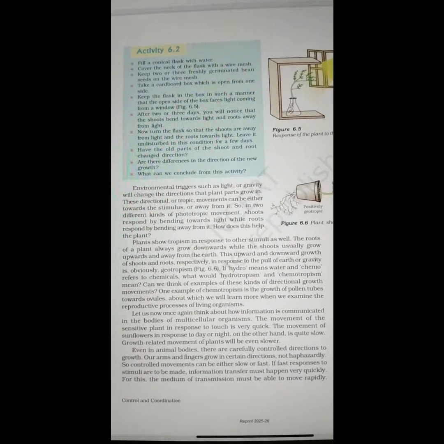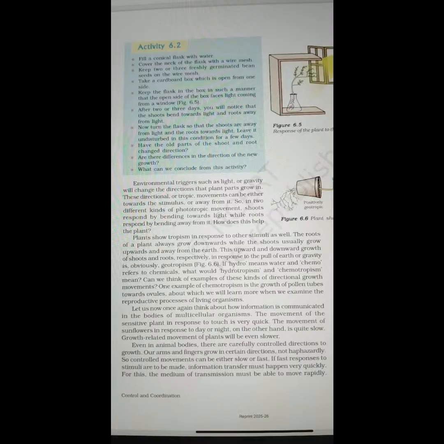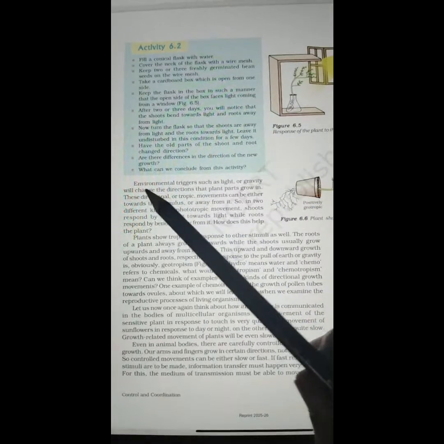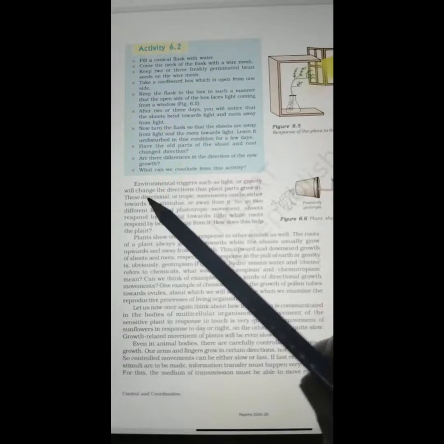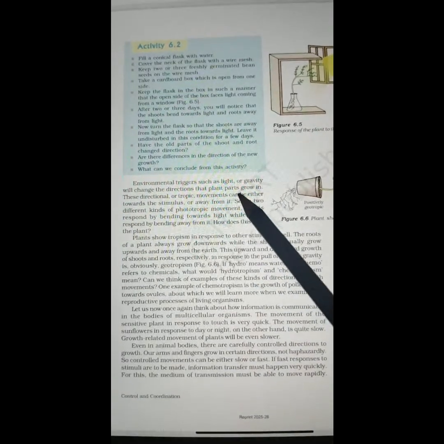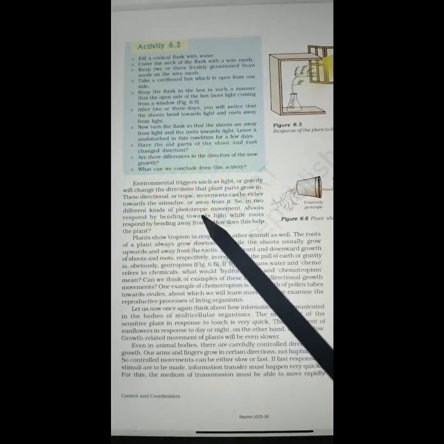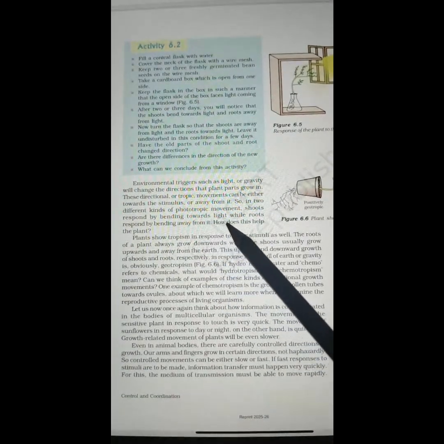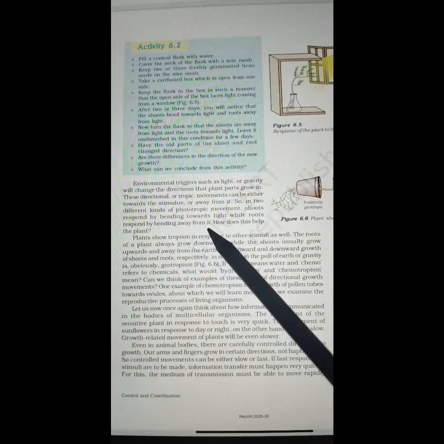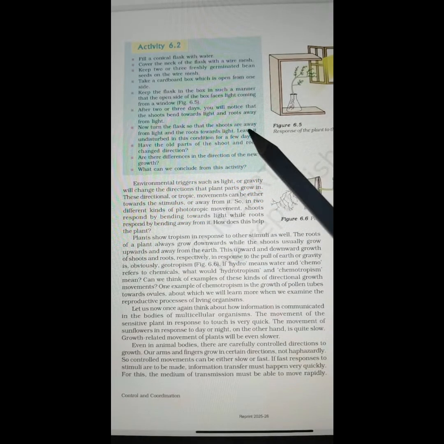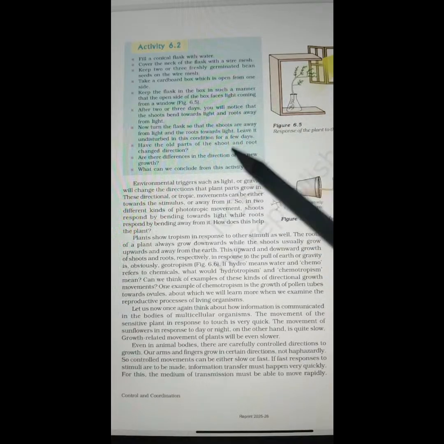So here they have talked about the movement in response to the light. Environmental triggers such as light and gravity will change the directions that plant parts grow in. These directional or tropic movements can be either towards the stimulus or away from it. So, in two different kinds of phototropic movements, shoots respond by bending towards light, while roots respond by bending away from it. If anything is bending towards, we will be using the term positive. So if the shoot is bending towards light, we will be using positively phototropic. For roots, we have to use positively geotropic.